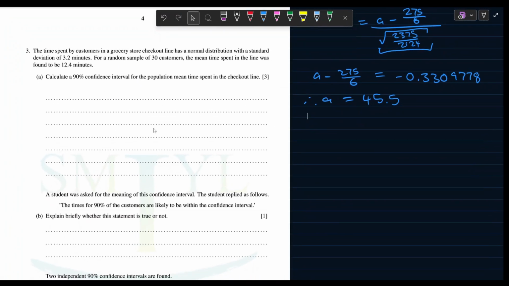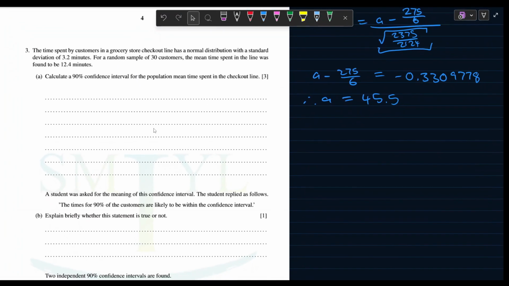Now on to question number 3. The time spent by customers in a grocery store checkout line has a normal distribution with standard deviation of 3.2 minutes. For a random sample of 30 customers, the mean time spent in the line was found to be 12.4 minutes. Part A. Calculate a 90% confidence interval for the population mean time spent in the checkout line.